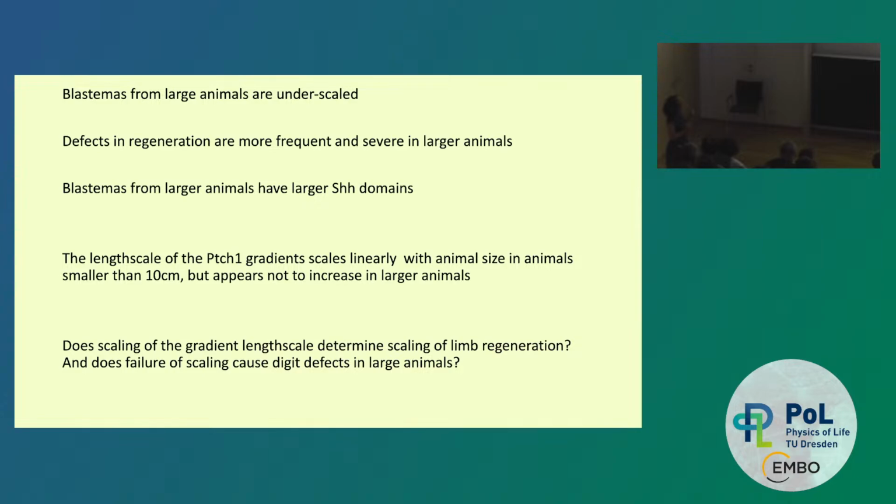These blastemas from larger animals do have larger sonic hedgehog domains, but the length scale of the patch gradient scales linearly with animal size up to 10 centimeters, but then it all seems to break down. And so we're very interested in understanding whether the scaling of gradient length scale determines the scaling of limb regeneration and whether it's related to the failure of scaling in the number of digits that these animals make.